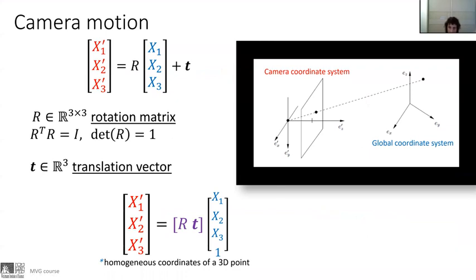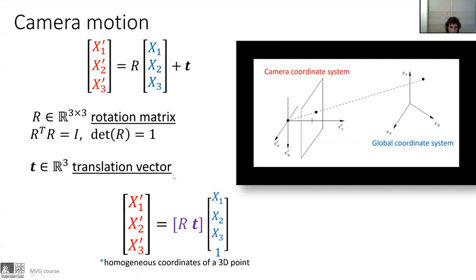A camera can undergo rotation and translation, which means that each point in the local coordinate system denoted by x1 prime, x2 prime, and x3 prime can be calculated given some point in the world by rotation followed by translation. Rotation of the point followed by translation. The rotation matrix is an orthogonal matrix such that the determinant of the rotation matrix is 1, and the translation vector is a vector in R3.